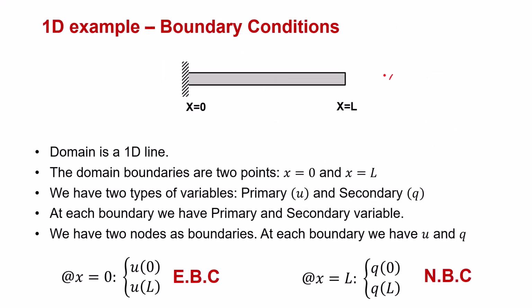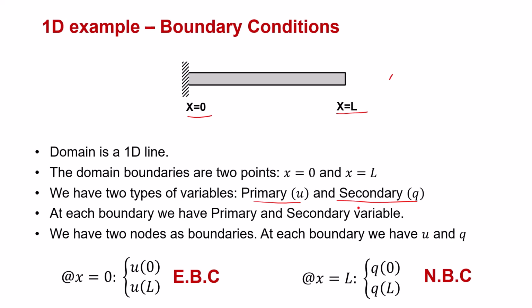In this one-dimensional example, the domain is simply a line that extends from x equal to 0 to x equal to L. The two boundaries of the domain are just the two end points, because the domain is 1D. We have two variables, the primary variable, which is displacement, and the secondary variable, which is q, that shows stress or force. At each boundary, one of these variables can be prescribed depending on the boundary condition.